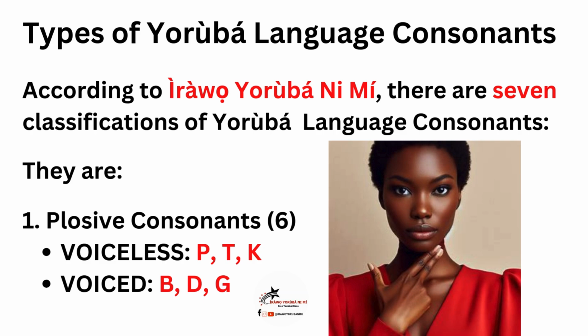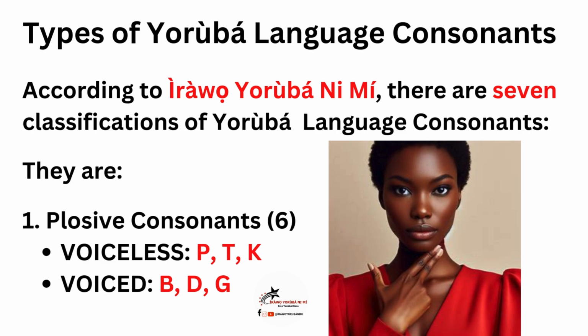This is how to test this. You can see the picture on the slide. Simply copy what you can see the lady doing. Put your fingers on your throat, maybe your index finger and your middle finger. Say P, T, Ki. Again, P, T, Ki. Do you feel any vibration? Your answer ought to be no, because these are voiceless consonants.